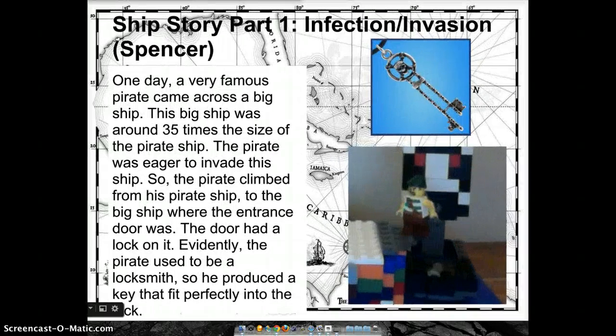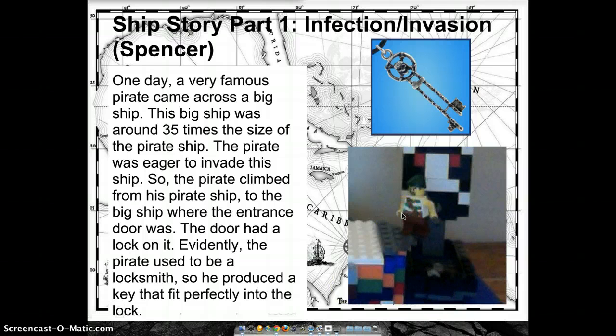Ship story part 1, infection, invasion. One day, a very famous pirate came across a big ship. This big ship was around 35 times the size of the pirate ship. The pirate was so eager to invade the ship that he climbed from his pirate ship to the big ship, where the entrance door was.